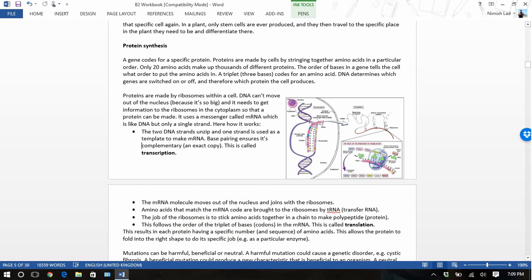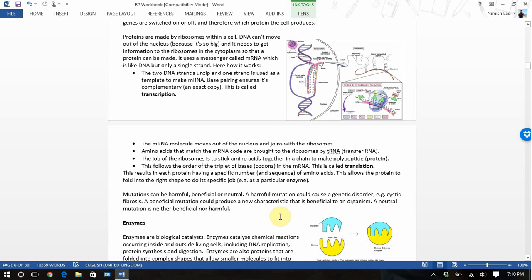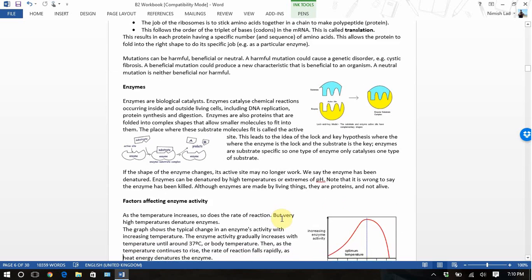Sometimes mutations can happen in this process. They can be harmful, beneficial, or they can do nothing. A harmful mutation causes genetic disorder, like cystic fibrosis. Beneficial mutation could cause a new characteristic, which could be beneficial to the organism. Think about natural selection, survival of the fittest, back in B1. A neutral mutation probably does nothing. It's not beneficial or harmful.